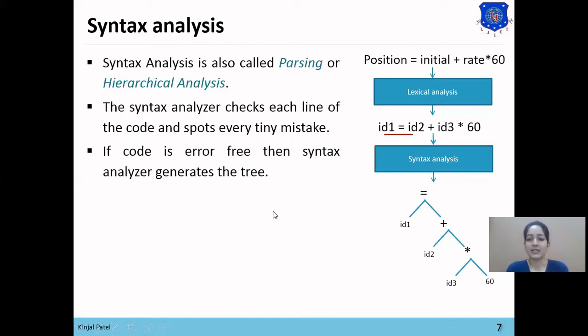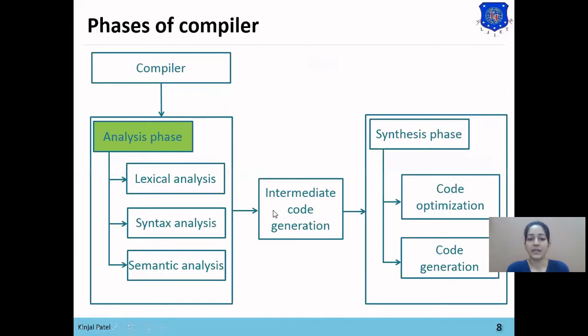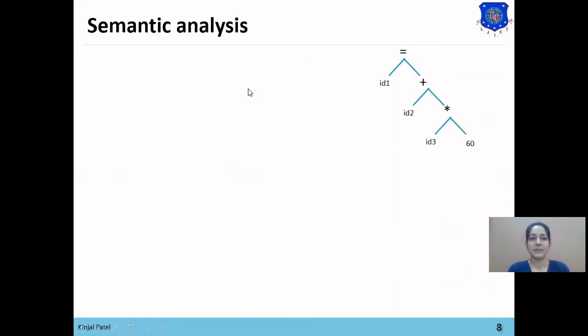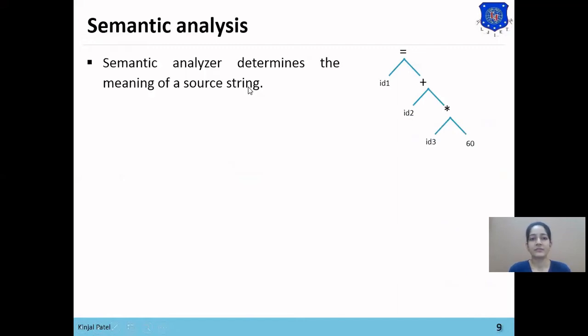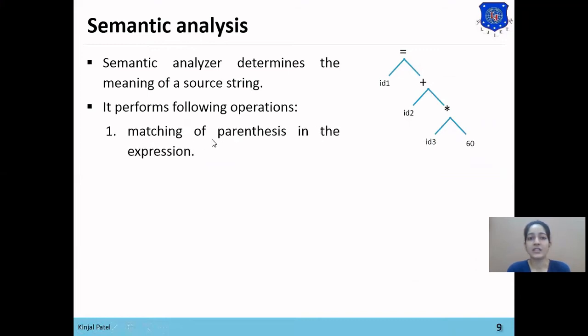Now this parse tree will be passed to the semantic analysis. So semantic analysis will define the meaning of our statement. So the next phase is semantic analysis. It determines the meaning of our source string and it performs the following operations. So first, matching of parentheses in the expression: if any mismatch occurs in the parentheses in the expression, then it will generate the error messages.